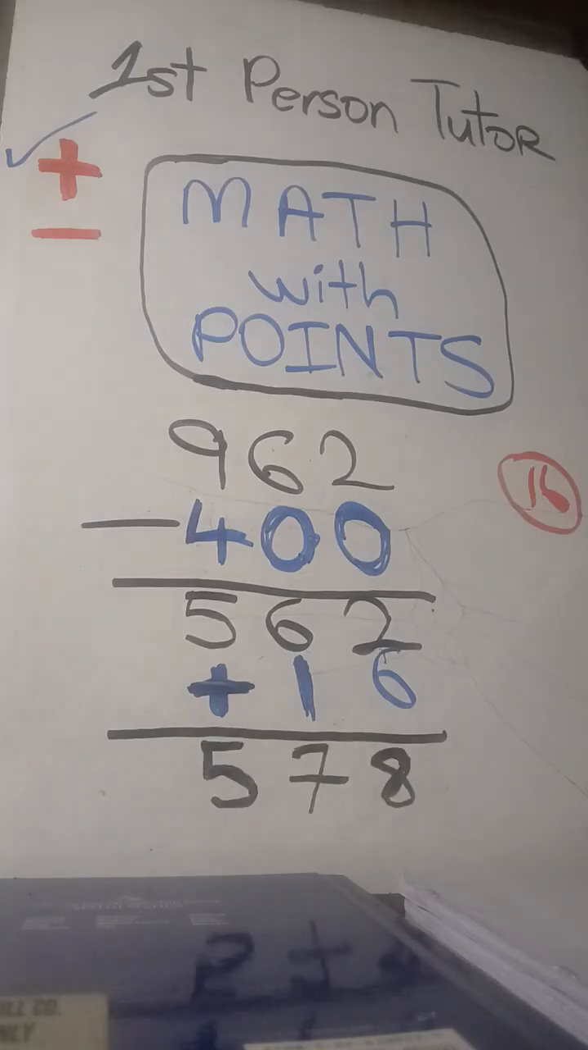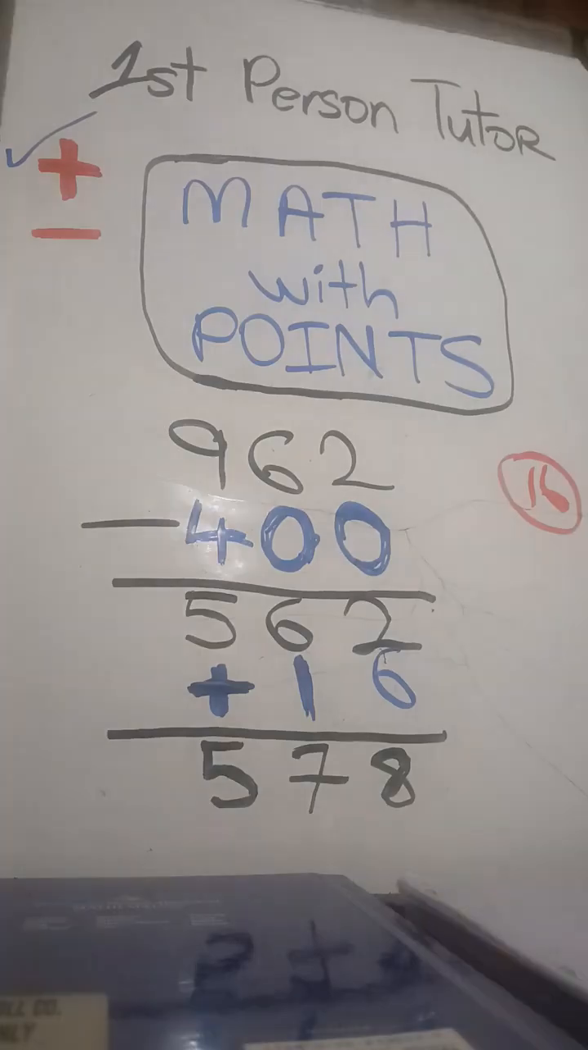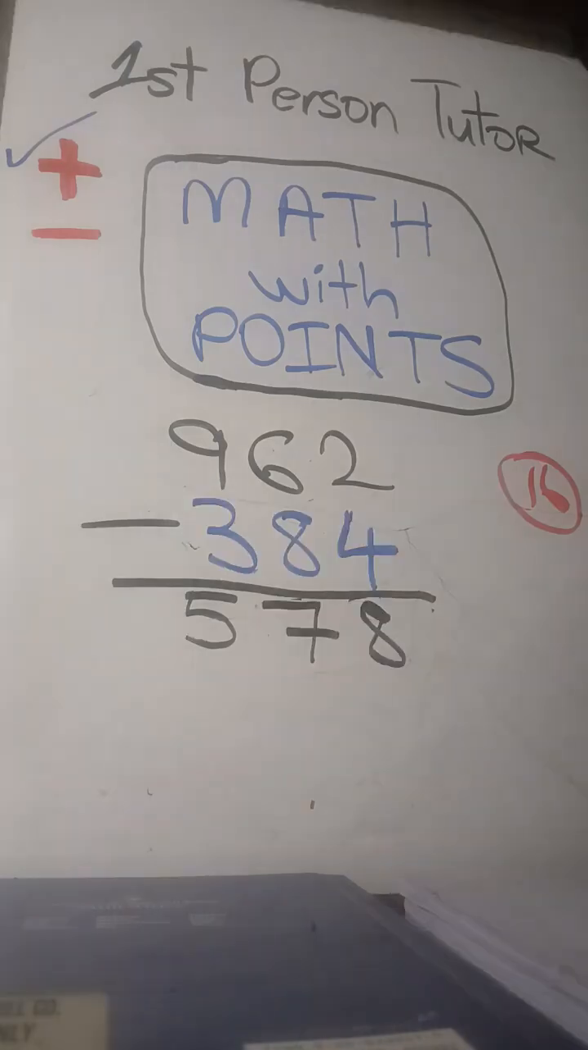And finally, we have the number 578. So how about we bring it back to what it was before? So finally, this is what you get when we have 962 minus 384.